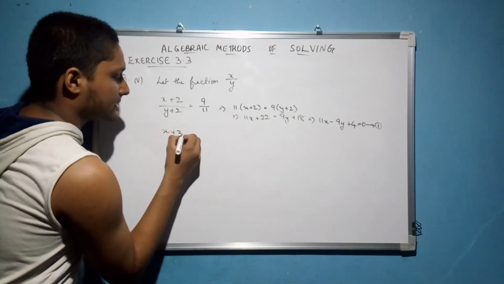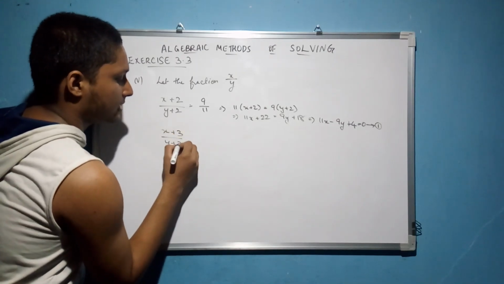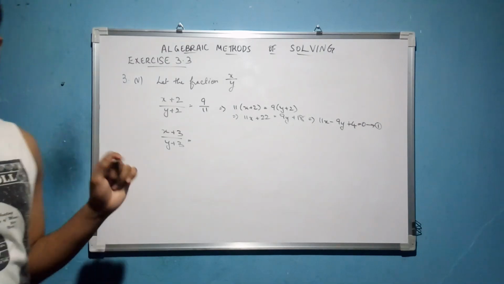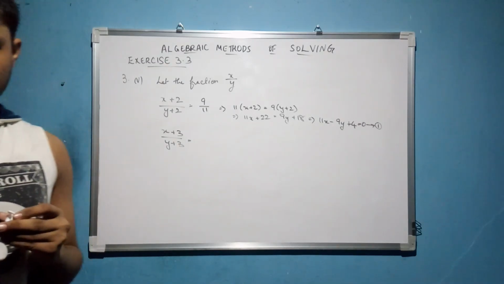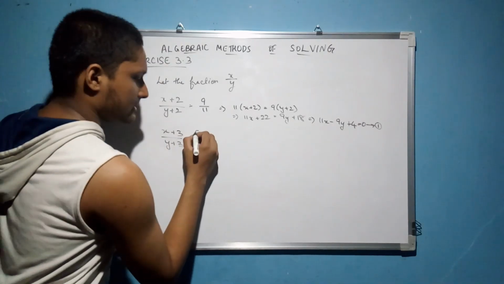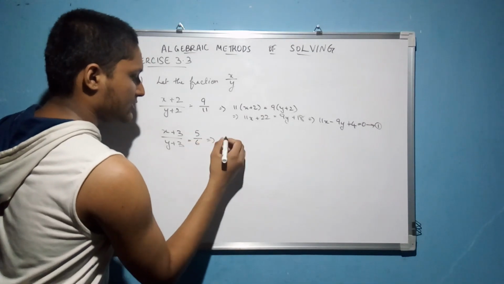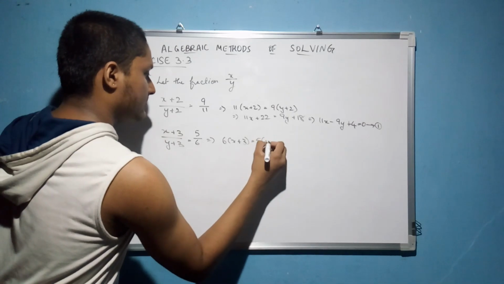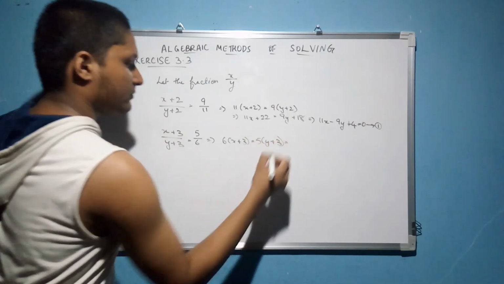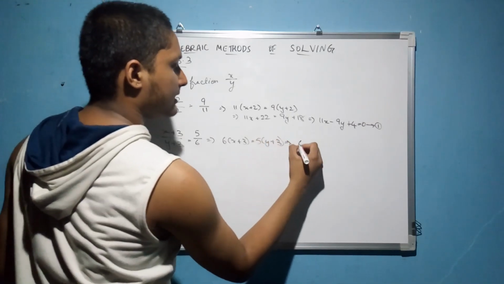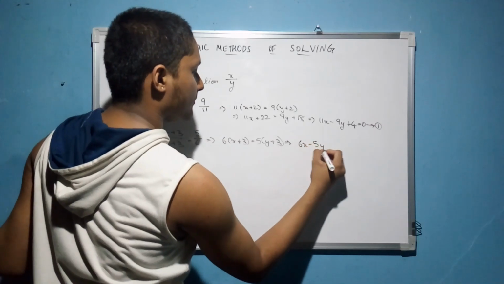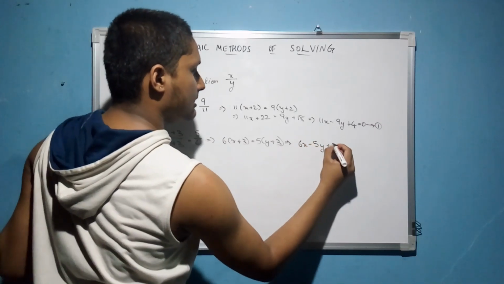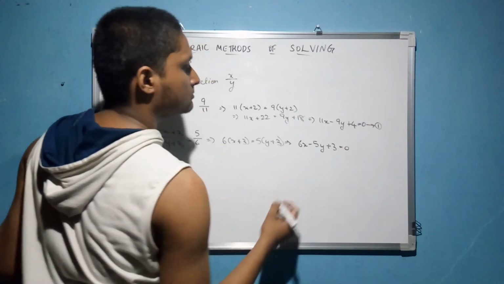So now we have x plus 3 divided by y plus 3. That is the second case. When 3 is added to both numerator and denominator, you are going to get 5 by 6. Again, cross multiplication, you get 6 into x plus 3 is equal to 5 into y plus 3. Okay, on simplification you find 6x minus 5y plus 3 is equal to 0.